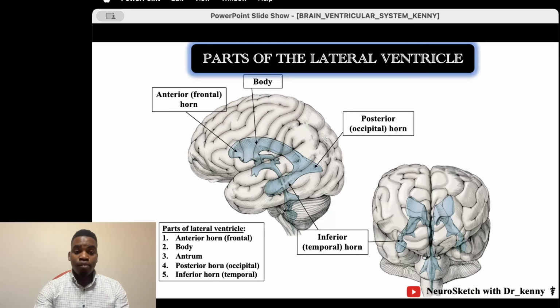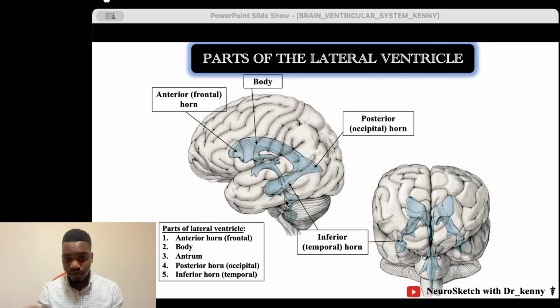Okay, so let's discuss the parts of the lateral ventricle. The lateral ventricle is C-shaped. It is one of the structures within the brain that are C-shaped. They form the letter C.